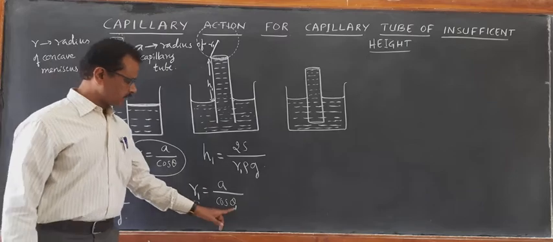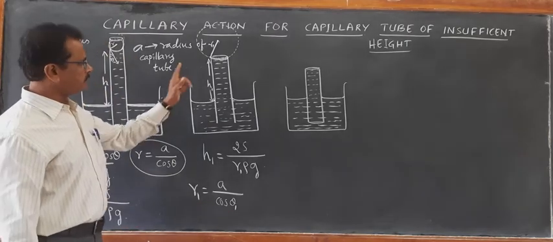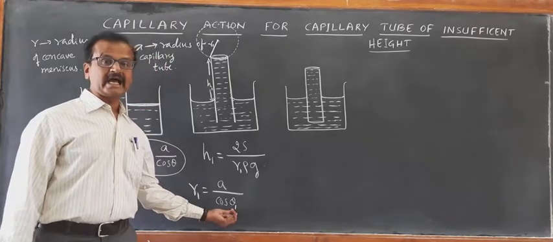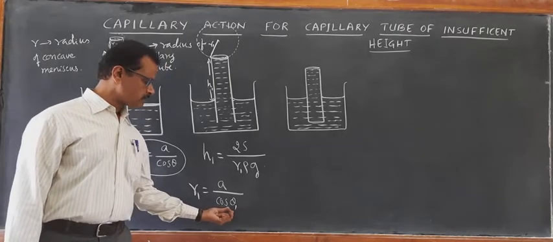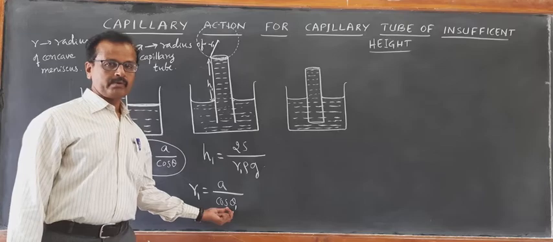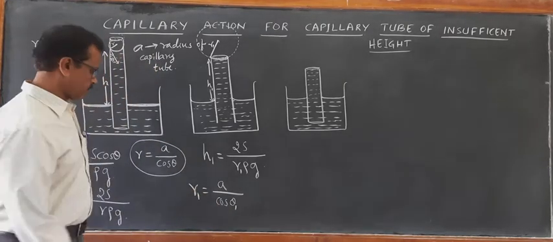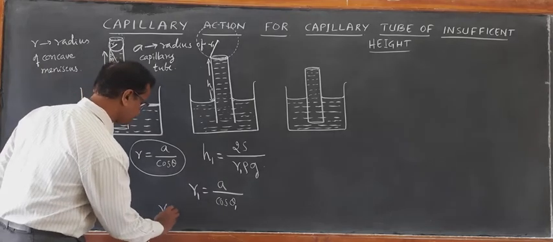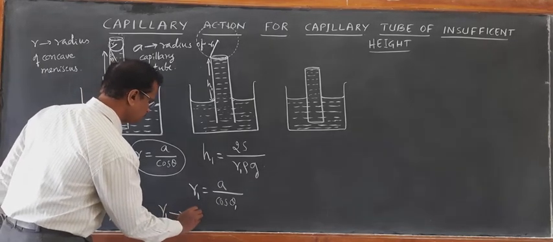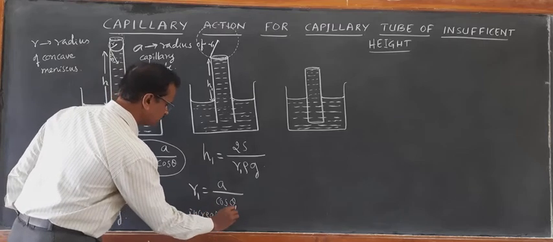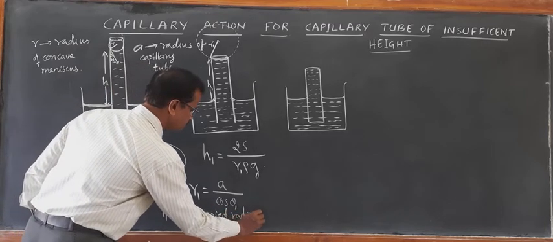Now the angle changes. The angle of contact increases. When theta 1 is the increased angle of contact, then cos theta 1 decreases. When cos theta 1 decreases, obviously the radius of curvature increases. Therefore, r1 is the increased radius of curvature.